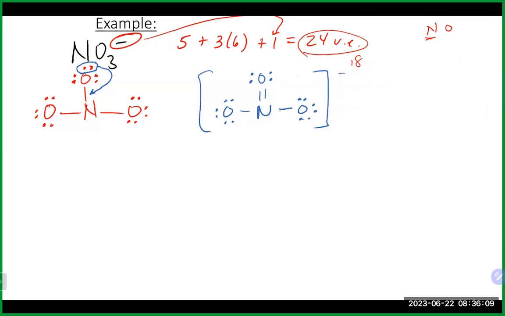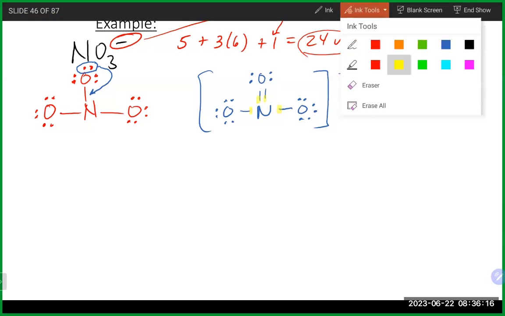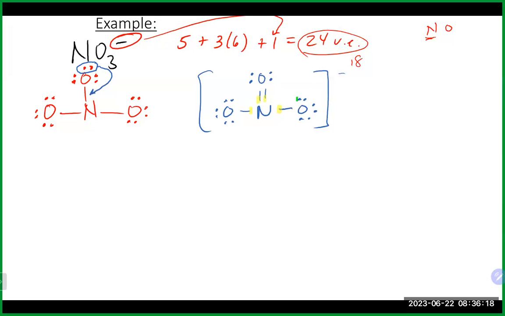Our nitrogen now has 2, 4, 6, 8 electrons. Each of the oxygens on the outside has 2, 4, 6, and 8 electrons. So everybody now has met the octet rule. We still only have a grand total of 24 electrons, which is what we need when we draw these things. Any questions on that there?